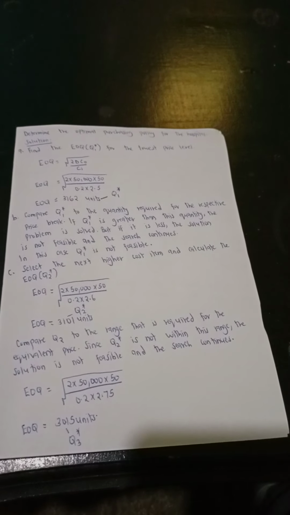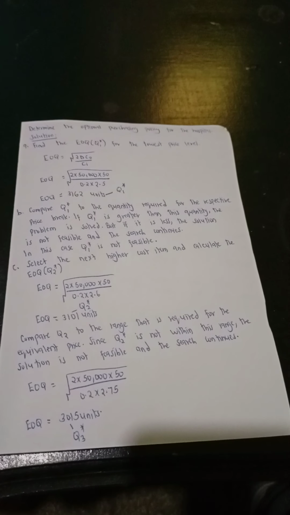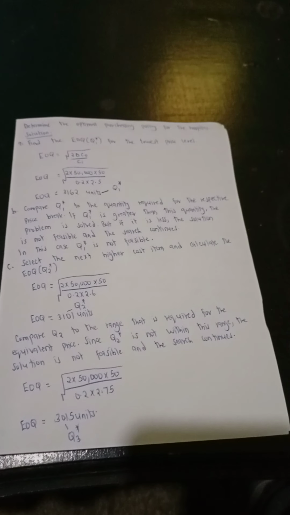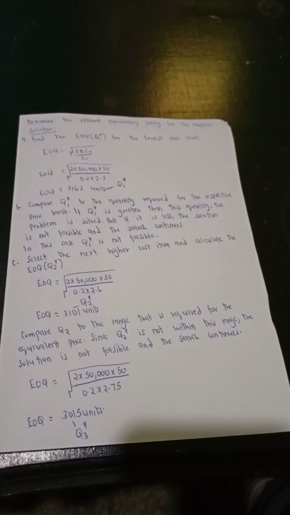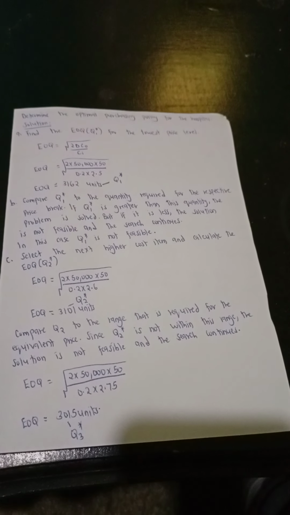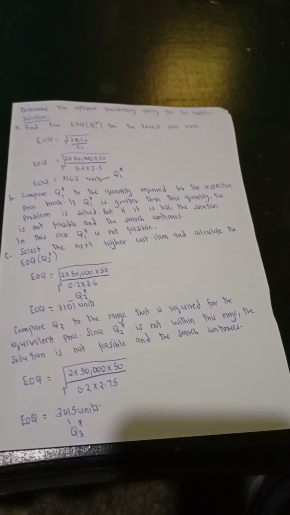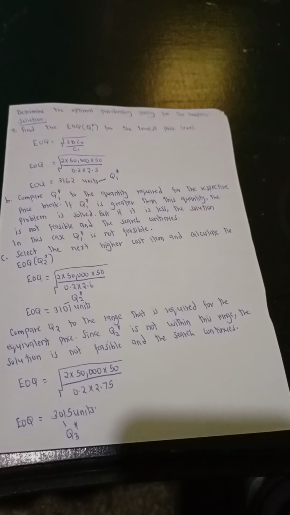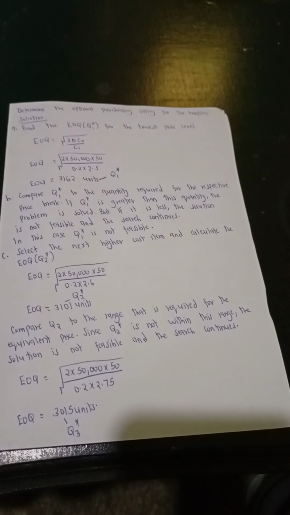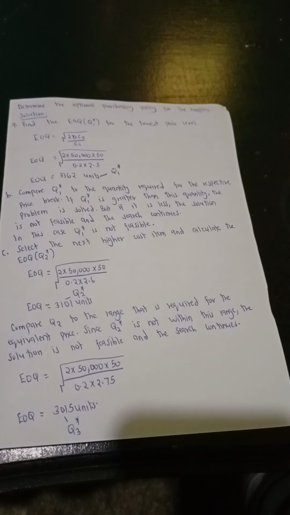And you'll say that the lowest price level is going to be 2.5. So the EOQ is going to be the square root of 2 times 50,000 times 50 all over 0.2 times 2.5, which gives you that the EOQ is 3162 units.